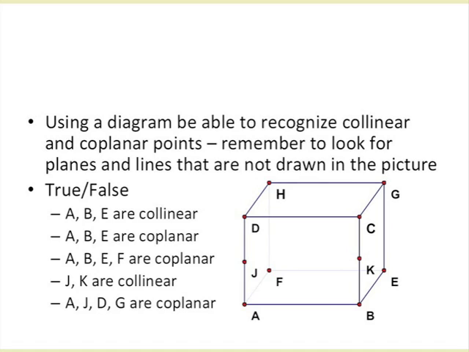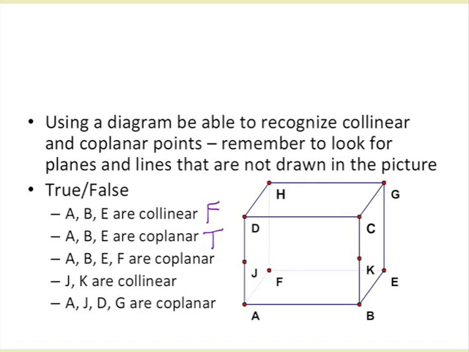A, B, and E are collinear, true or false? False. If I try to trace out A, B, and E, I have to turn a corner. Collinear means in one straight line, so that doesn't work for those. A, B, and E are coplanar. True. They're all in the bottom of the box, so they are all coplanar.